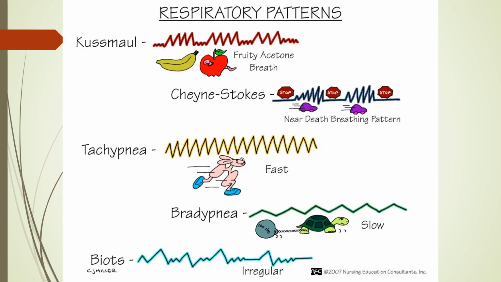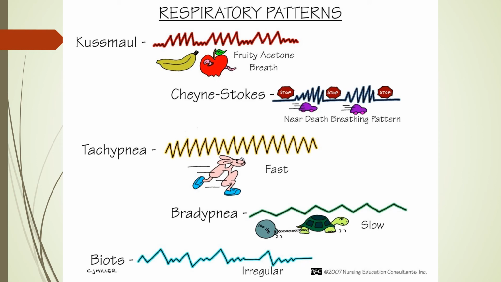These are different respiratory patterns. I would please encourage you just to Google these different breathing patterns or respiratory patterns so you can hear what they sound like. Kussmaul, Cheyne-Stokes, tachypnea. Okay, just Google these respiratory patterns so you can hear what they sound like. These are all abnormal, by the way. We don't want these. We want even respiratory patterns, okay, within what, 12 to 20 range for respiratory rate.